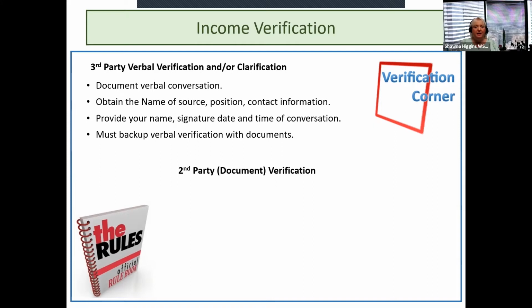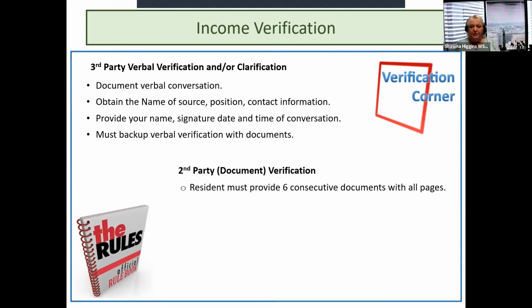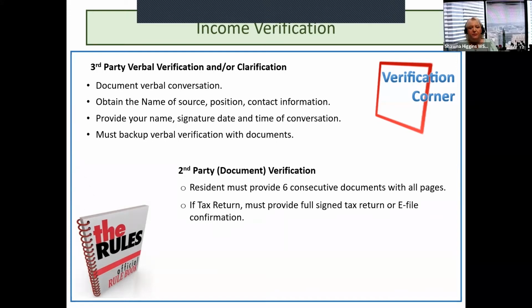All right, so second party document verification. The resident must provide 6 consecutive documents with all pages. For instance, if it's going to be their pay stubs, you want to make sure that there's no gap in the pay period, so they're consecutive. If there's something missing because maybe they had vacation and didn't get paid and there was a lapse in a paycheck, you'll just want to make sure to note that for us so that we know why that one's missing. If it's a tax return, you must provide the full signed tax return or e-file confirmation.